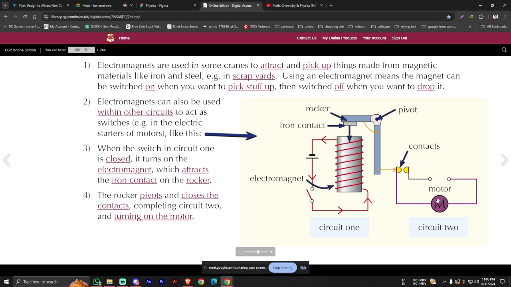So dependent on the first circuit's switch being turned on, we activate the electromagnet, which is creating lots of magnetic field and activating the iron contact with the first rocker, which is connected with the pivot to the second rocker downwards, and the second rocker moves right to make the contact of the second circuit and turn on the motor. So basically the end goal of this process is to turn on the motor, but how? We need to complete the first circuit. That's how.